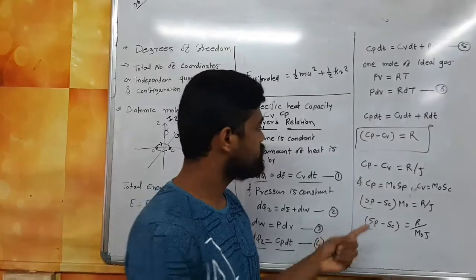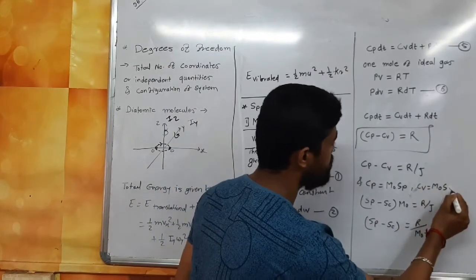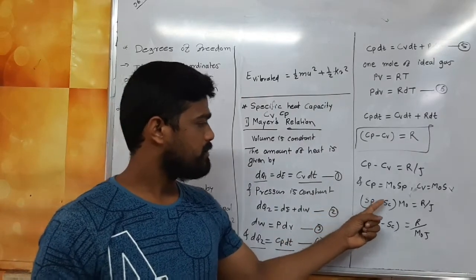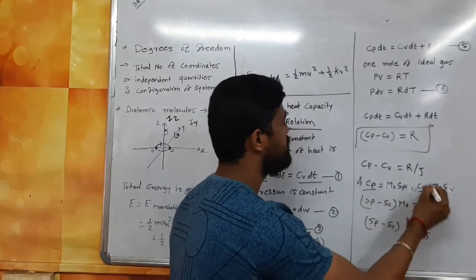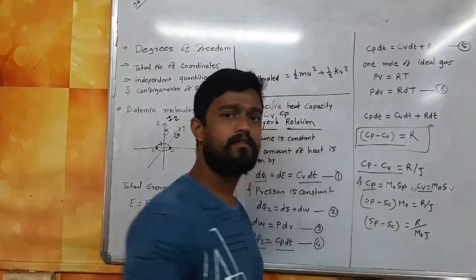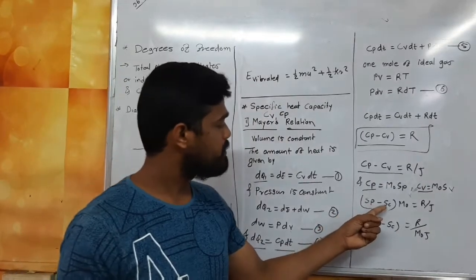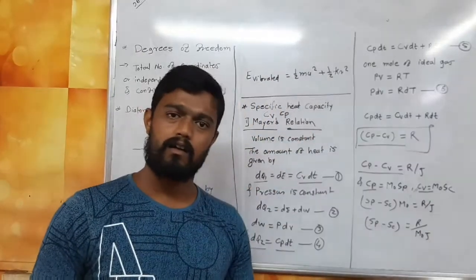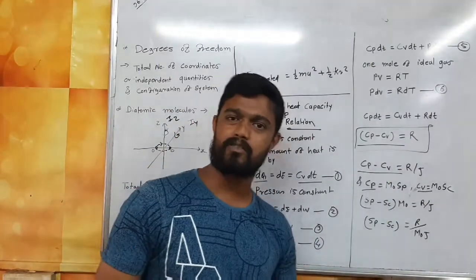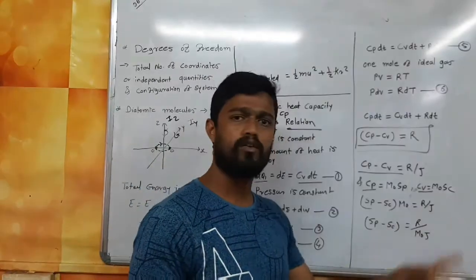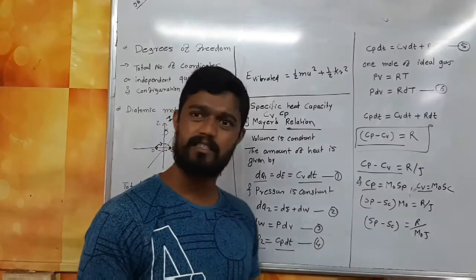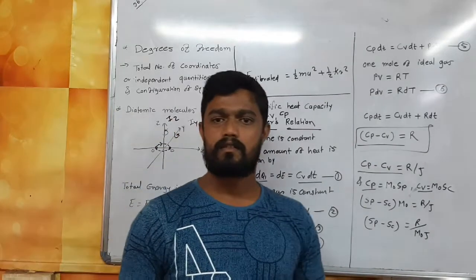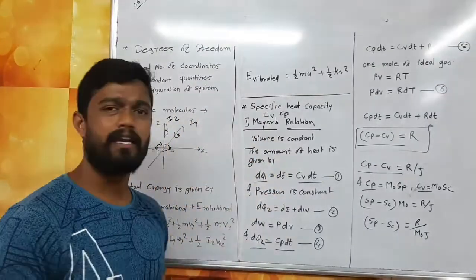Okay. So next, put the values of Cp and Cv in this equation. Then what do you get? M0 Sp minus M0 Sv. M0 is common, so take it outside. So it is equal to R upon J. So Sp minus Sv is equal to R upon M0 J. This is your third point: specific heat capacity.